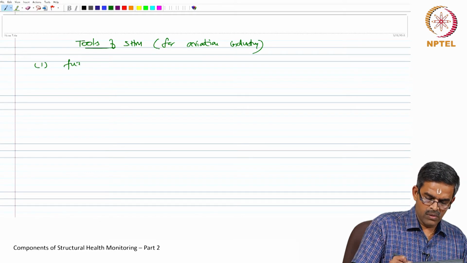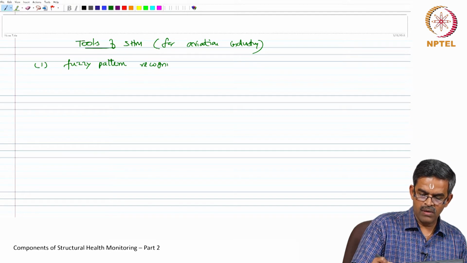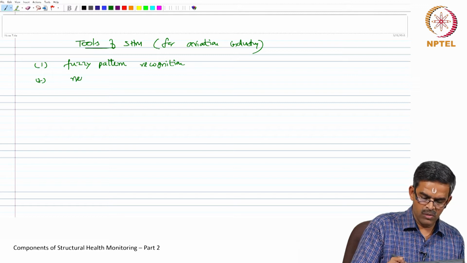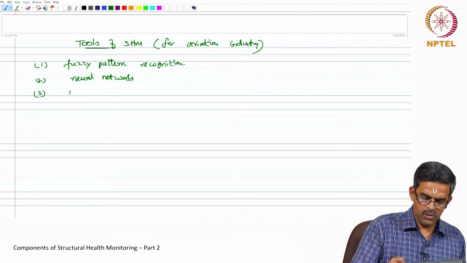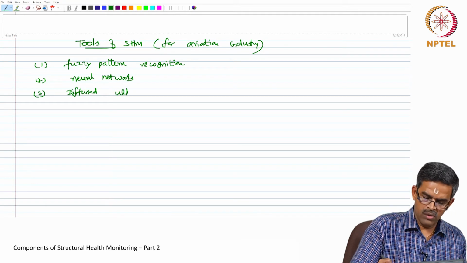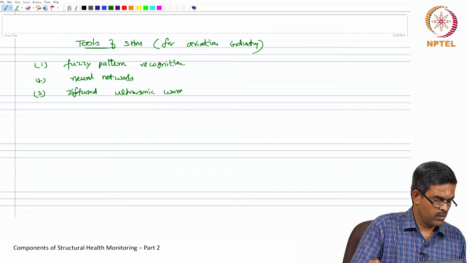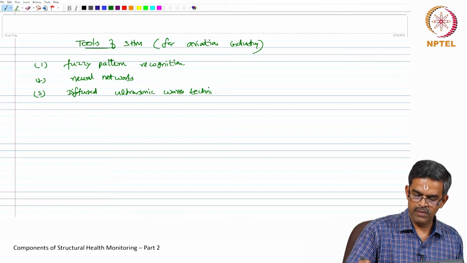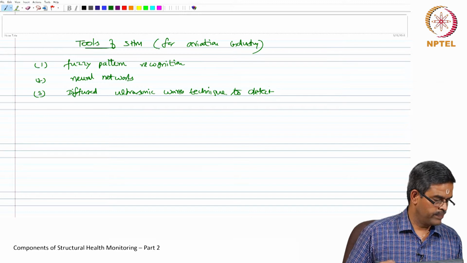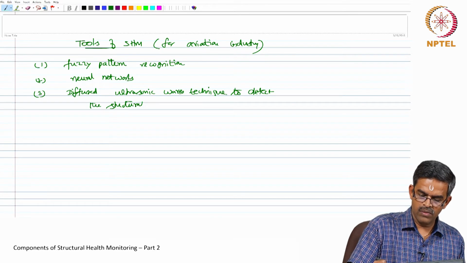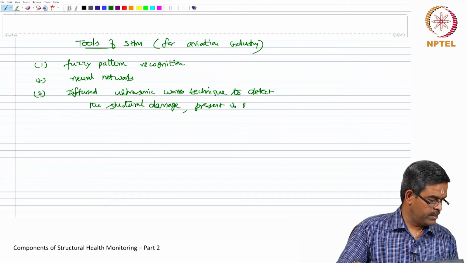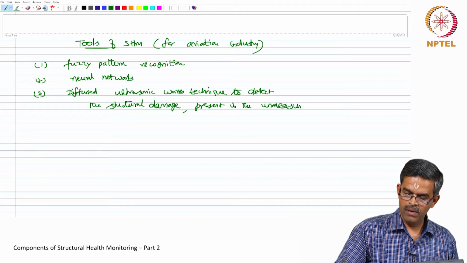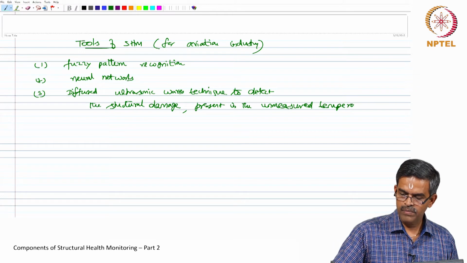One can use fuzzy pattern recognition, one can also use neural networks, one can use diffused ultrasonic waves technique to detect the structural damage present in the unmeasured temporary members.